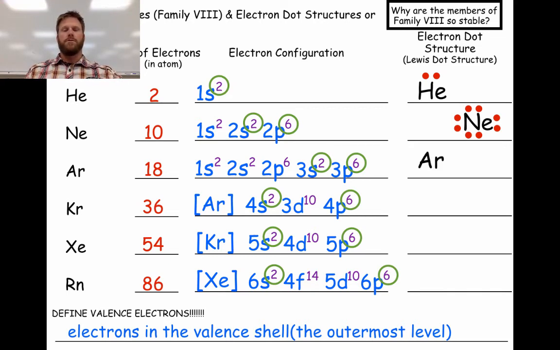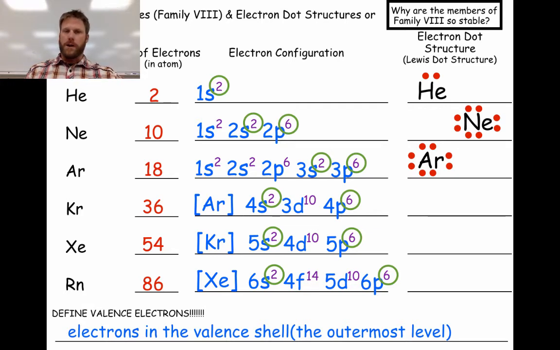For argon, we'd write the 2 dots representing the 2 electrons in the 3s, and then 1 dot on each side for the first 3 electrons in the 3p, and then pair up those dots with another dot to represent the other electrons in the 3p.